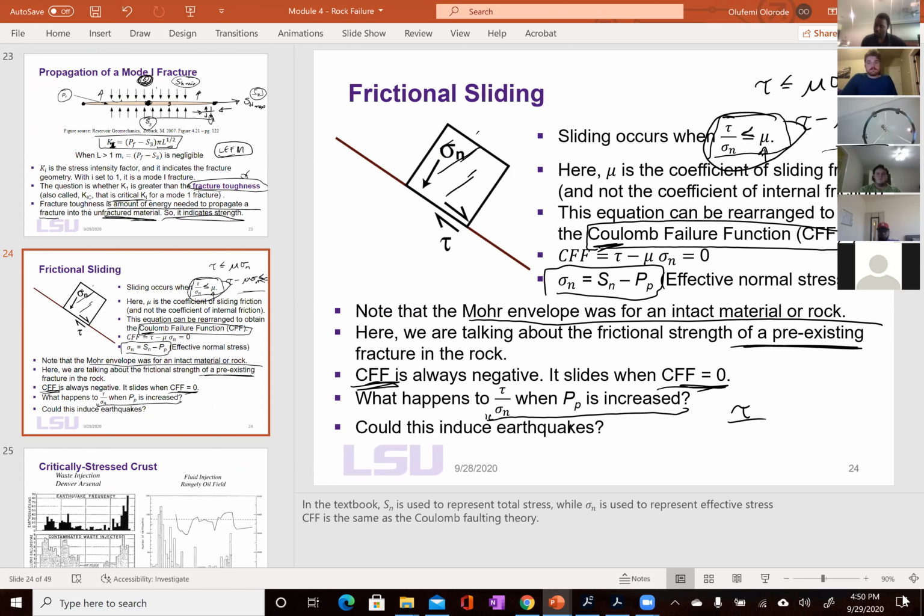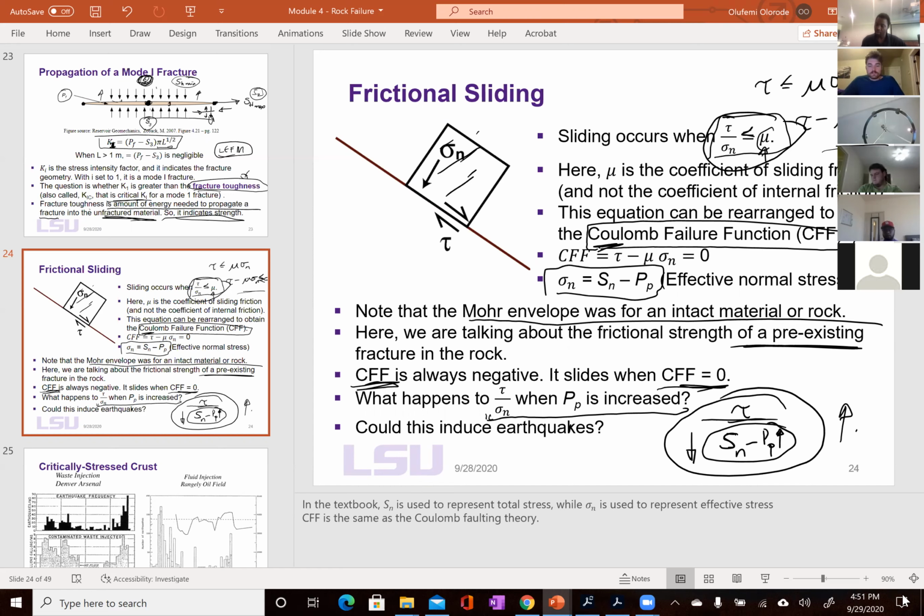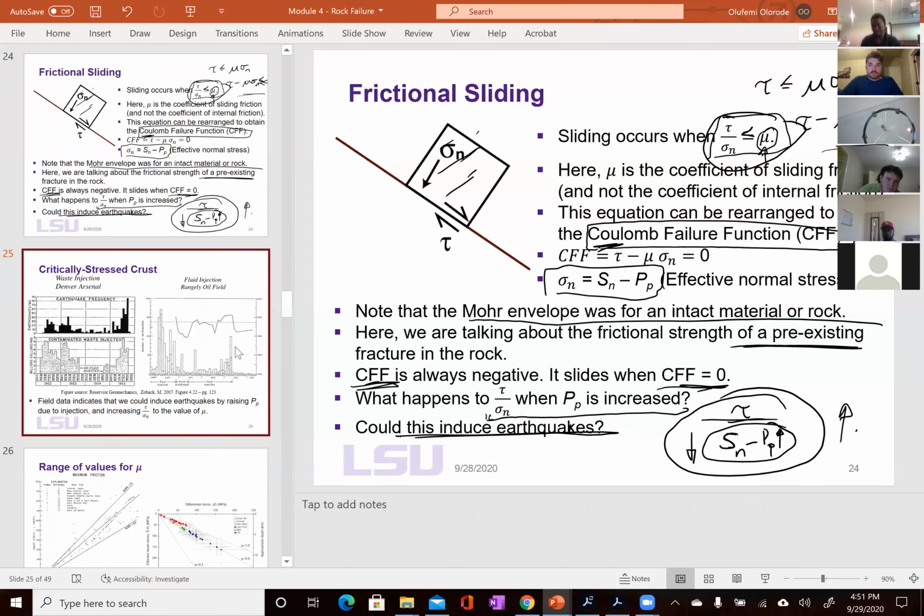So tau over sigma, where sigma is what? It's S minus pore pressure. So if you increase pore pressure, this goes down, right? If the denominator goes down, what happens to the ratio? It goes up. And it can eventually become equal to mu, the coefficient of internal friction. And now the rock slides. And when the rock slides, what you have is seismicity, right? Earthquakes. So it can actually induce earthquakes. And it has actually induced earthquakes in real life.